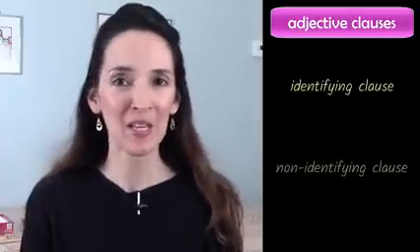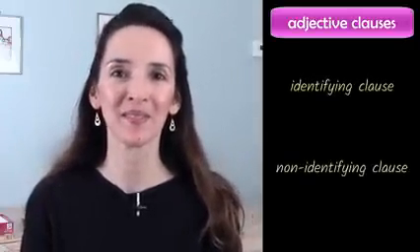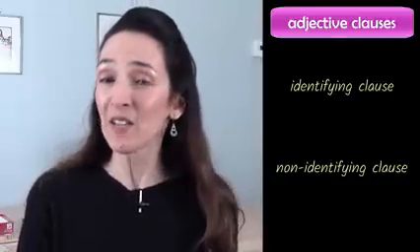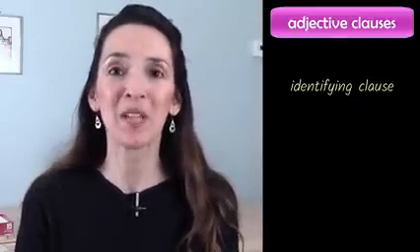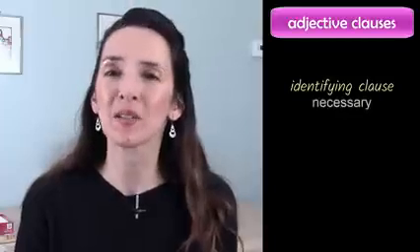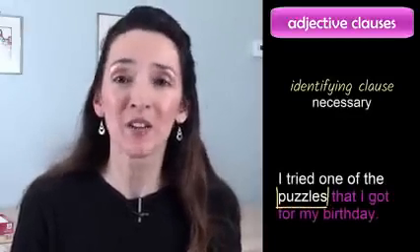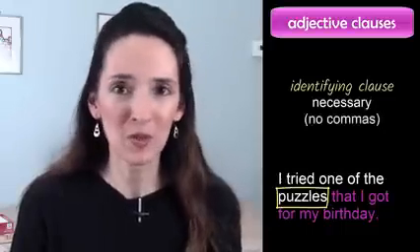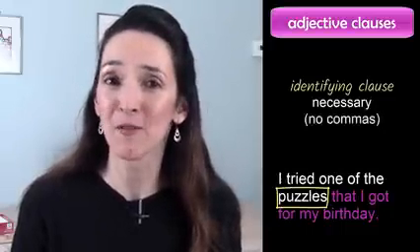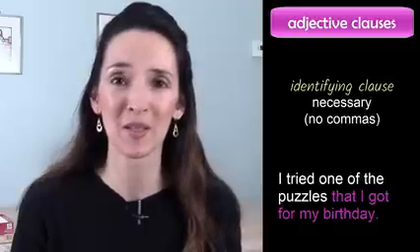Recall that there are two types of adjective clauses: identifying and non-identifying. Identifying clauses, also known as restrictive clauses, are necessary. We need them to identify the head noun. We use no commas with these identifying or restrictive clauses.